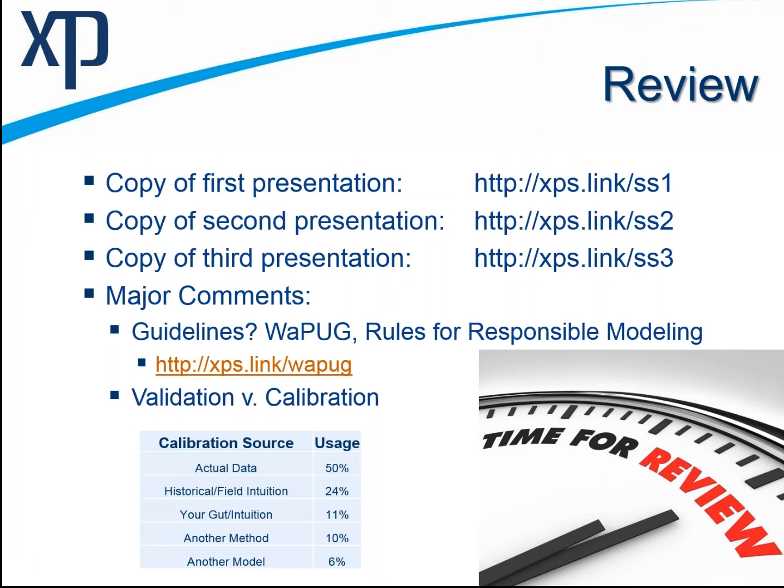modeler myself. We only have actual data for about 50% of all usages, and a quarter of it being more historical field intuition. It's in good order. In other words, the order you see there is also the order of how useful the data actually is. And of course, there are all kinds of different reasons to model and different needs. So that's the end of our review of what we've done in calibration.